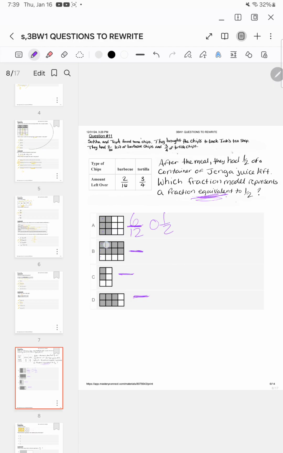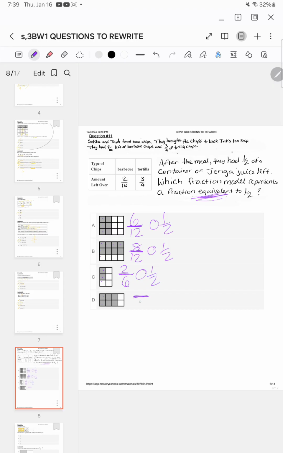Here's 1, 2, 3, and it's 1, 2, 3. So again, 4 and 3, that's still 12, and I see 8 are shaded. And we're comparing that to 1/2 to see which one is equal. 1, 2, 3. And it's 2 rows of 3, so that means that's 6, so that's 2, 6. And you're comparing that to 1/2 to see if it's equal.